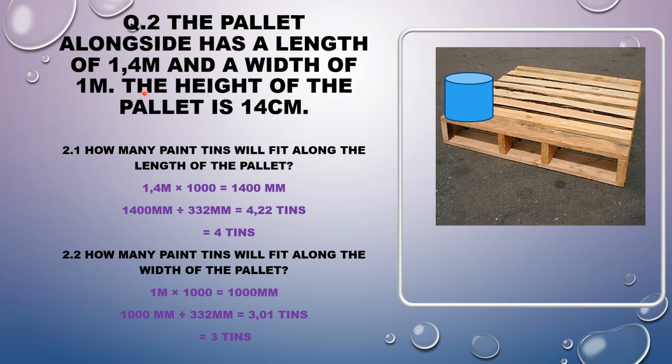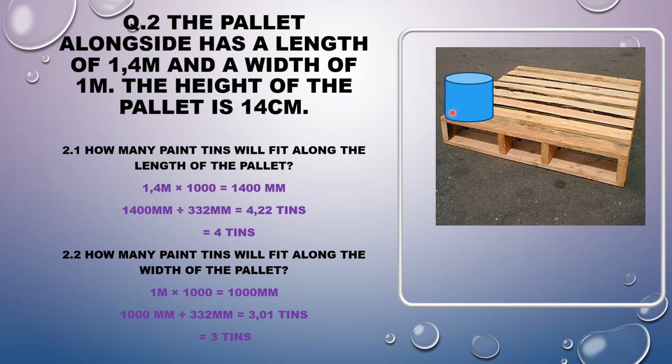Immediately, what I take note of is my different units of measurement: meters, meters, and then I'm looking at centimeters. Okay, question 2.1 says, how many paint tins will fit along the length of the pallet?